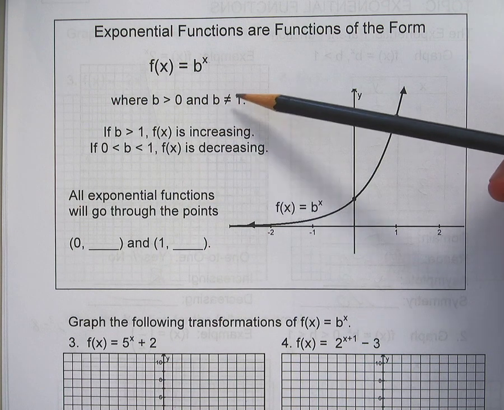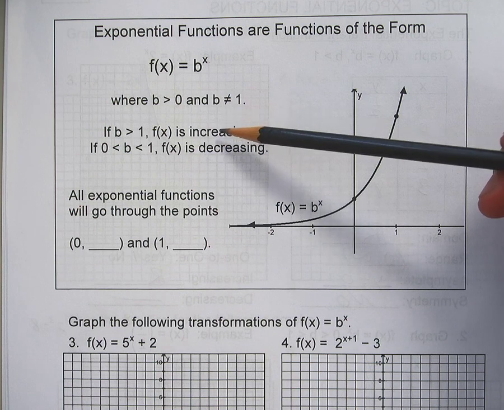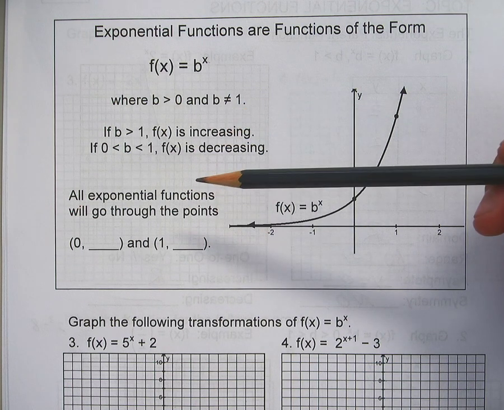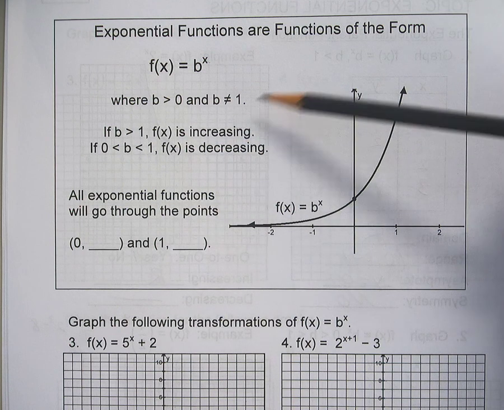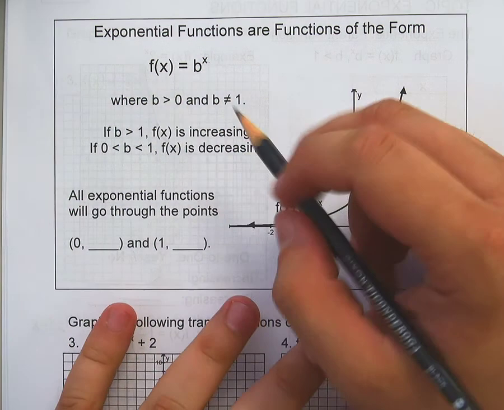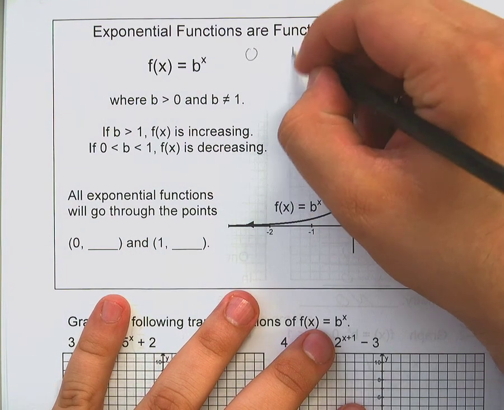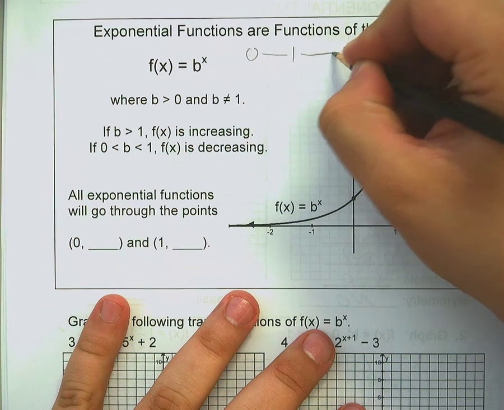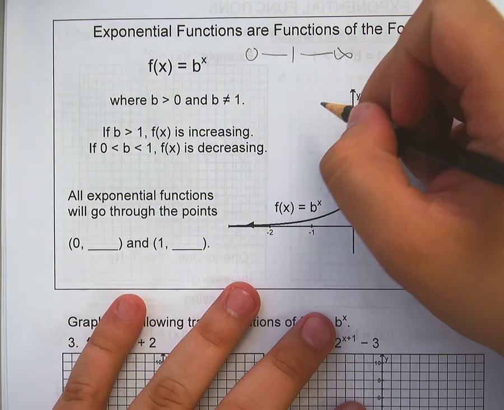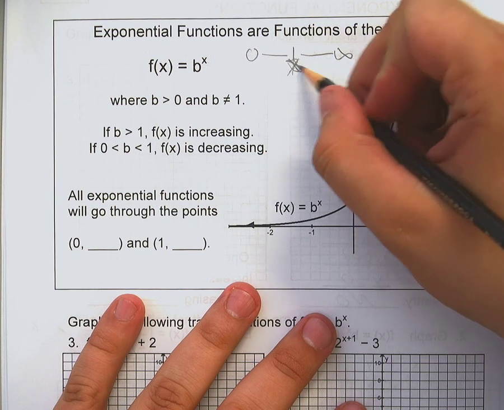But it can't be 1. B cannot be 1, right? You can't have just 1 to some power because 1 to any power is 1. So B can't be 1. So B somewhere between 0 and 1 is okay. Between 1 and infinity is okay. But 1 itself is a no-go.